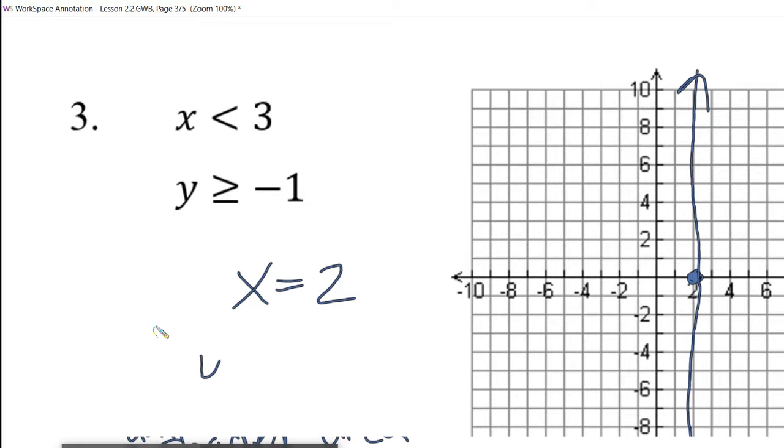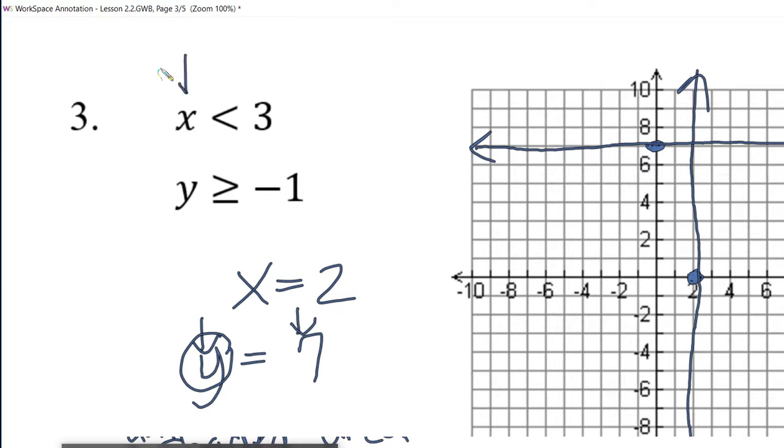Now, if I had y equals 7, that means my line has to go through the y-axis at 7. So go to the y-axis, put my point on 7. It would have to go left to right. So if you see these types of inequalities where you have only the x or only the y, it doesn't have the other one, it's either going to be a vertical line or a horizontal line.